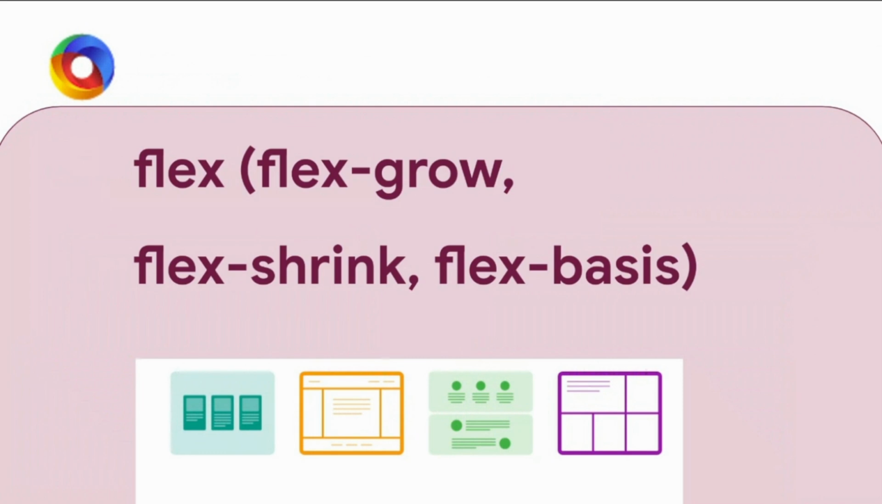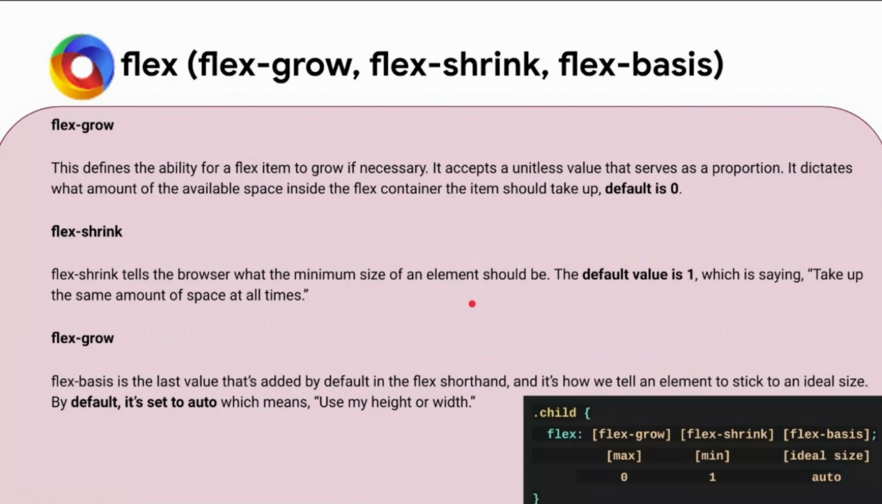Okay, now coming to the second most important concept, that is flex: flex grow, shrink, and basis. What exactly would this flex selector do? Flex is a selector which has three properties: flex grow, flex shrink, and flex basis. In an easier way of understanding, flex grow is the maximum width it can take, shrink is the minimum size it can take, and flex basis is the ideal size.